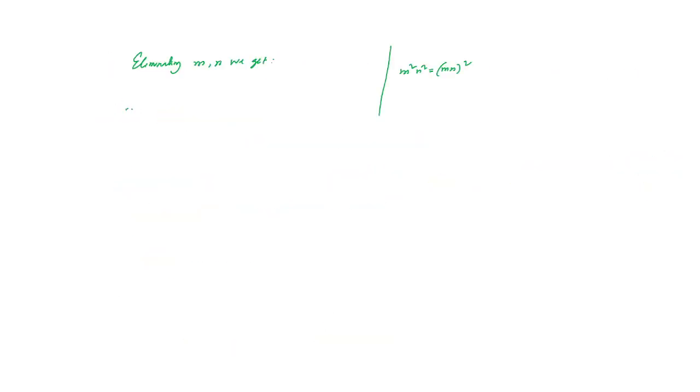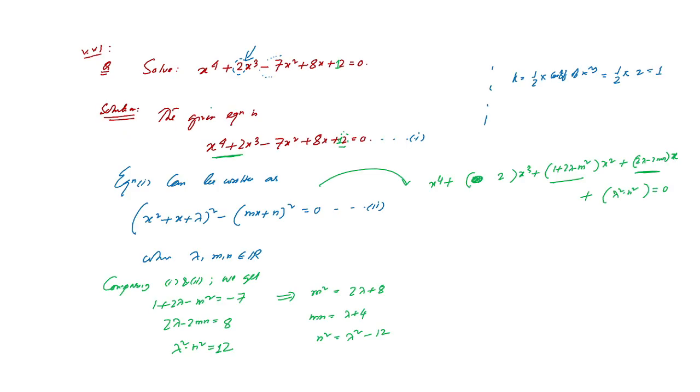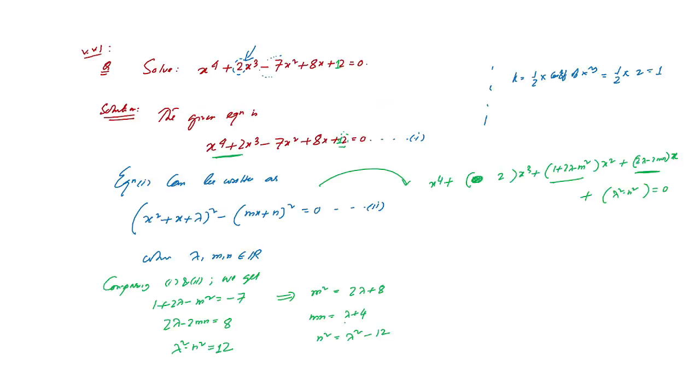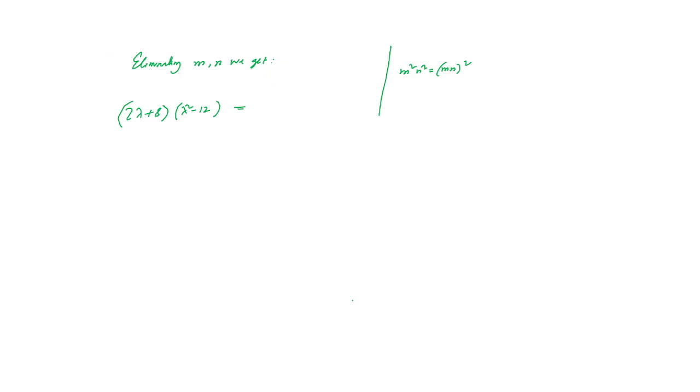So m square is basically 2 lambda plus 8. N square is here, what is n square? This is lambda square minus 12. So lambda square minus 12. And what is mn? Mn is basically lambda plus 4. So that will be lambda plus 4 whole square.